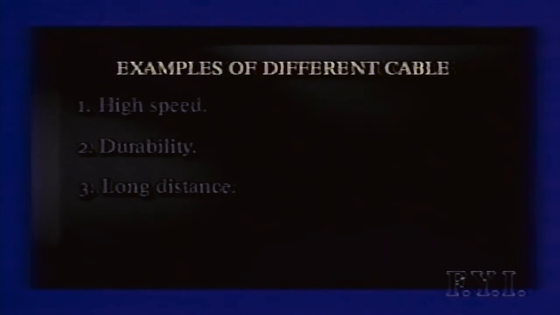Cable types vary depending on the conditions they will be used in. For example, some cable is made for high speed. Other cable is designed for durability. And other cable is better suited for long distance in case the LAN is spread out. There are many other types of cabling as well. It is important to note that some LANs are set up to be wireless, sending data over the airwaves. This type of LAN does not use the cables previously discussed to communicate.